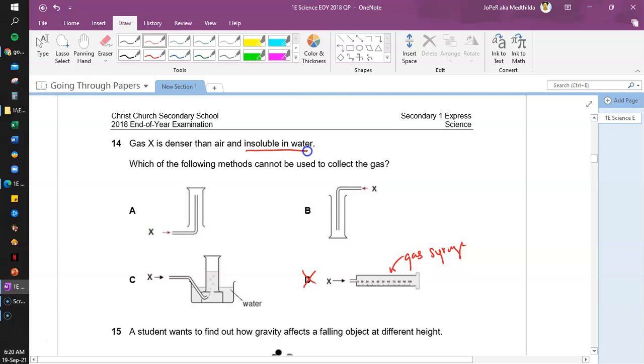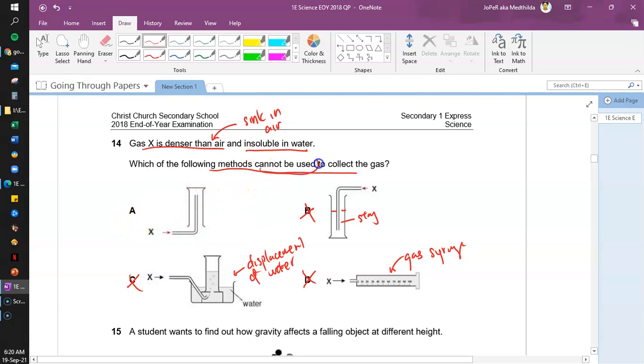Now, because it is insoluble in water, I can use the displacement of water method. So if it's insoluble in water, I can use the displacement method. However, because they ask you which method cannot be used, therefore C is out again. Now, if gas X is denser than air, it means that it will sink in air. If it sinks in air, when I put the gas in downwards, it will stay at the bottom. So therefore, B is a method that can be used to collect the gas. Therefore, B is not the answer.